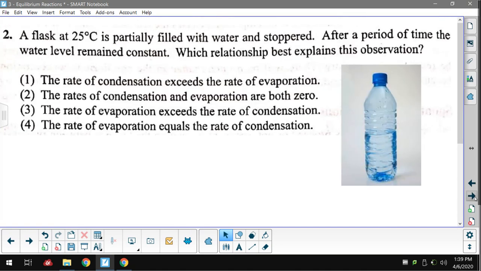Here it says a flask is partially filled with water and stoppered. After a period of time, the water level remains constant, just like this water bottle. If you look, it's got the cap on tight, and you can see the condensation on the inside. What's happening is water from down below is evaporating, but at the same time, water vapor in the air is condensing, so it's maintaining this same level. So the rate of condensation equals the rate of evaporation. That doesn't mean the vapor is equal to the water, just that the rates of both are the same. So number 4.